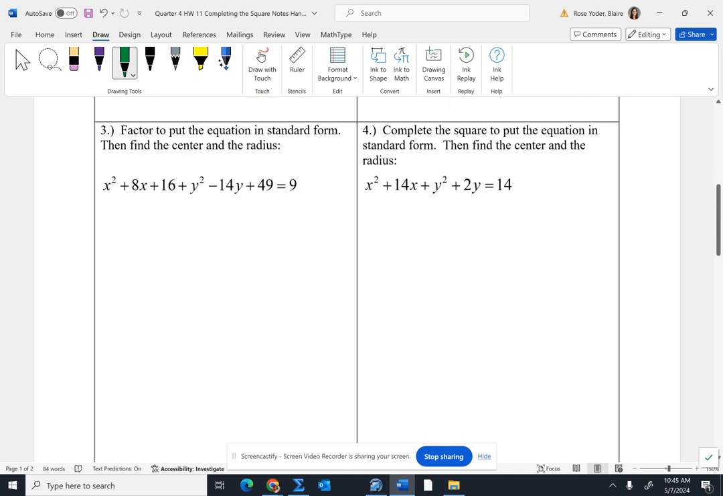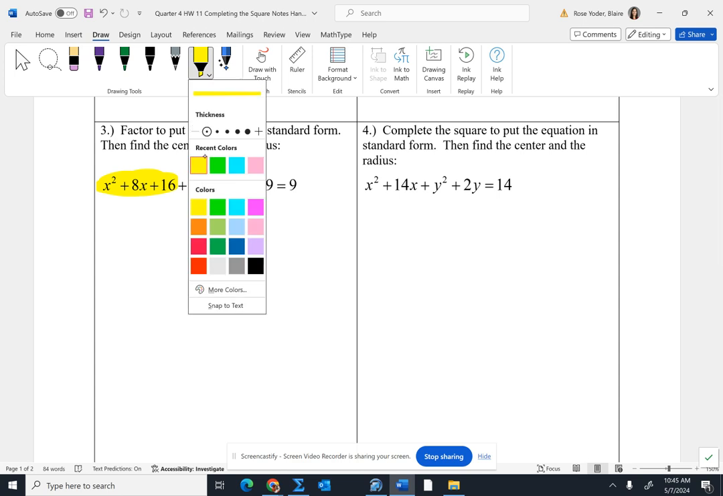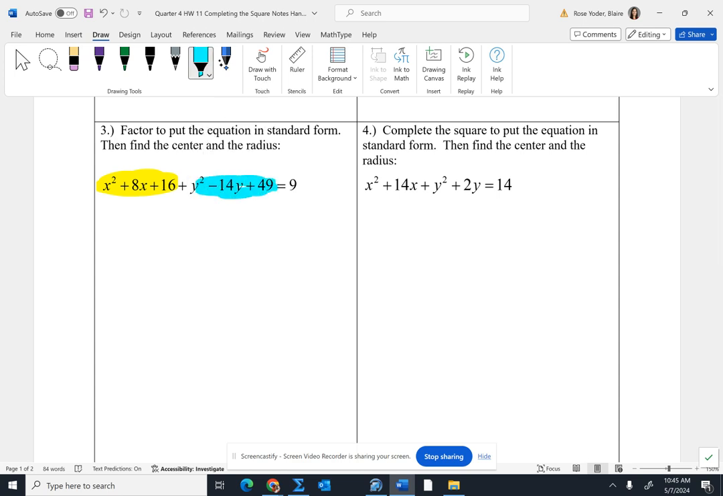All right, after doing those couple of examples, I think we have the foundational skills needed in order to get our equations in standard form. This first example is a little bit more straightforward because I can just take this yellow part and factor it because it's a perfect square trinomial, and then I can take the blue part and factor it because it's a perfect square trinomial, and then it will be in perfect standard form.